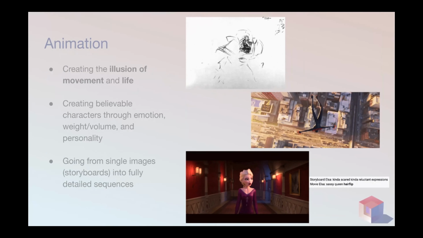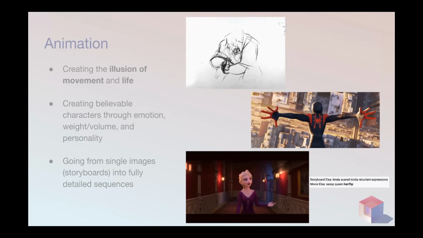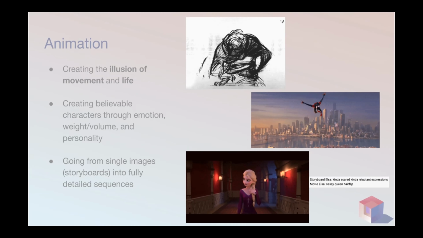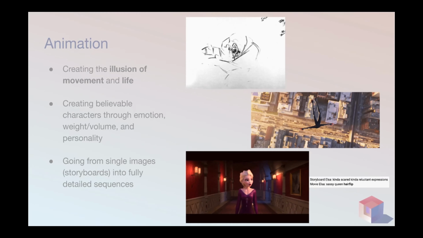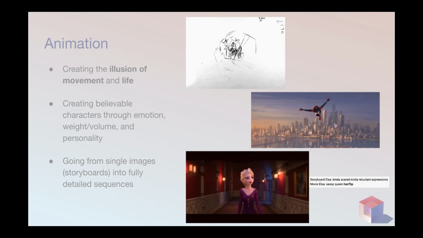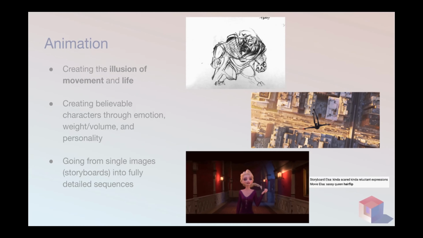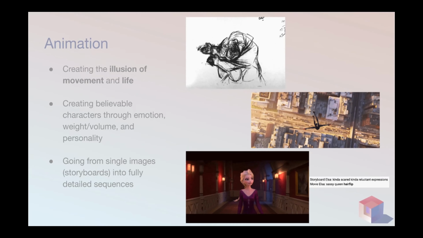And obviously you start in the pre-production phase where you just have single still images in your storyboards, and you're taking those and adding motion and nuances in order to create these more believable full movements. I mean, there's this comment about storyboard Elsa being more scared and reluctant, and animated Elsa taking that and being a lot more confident and a little bit sassy even.